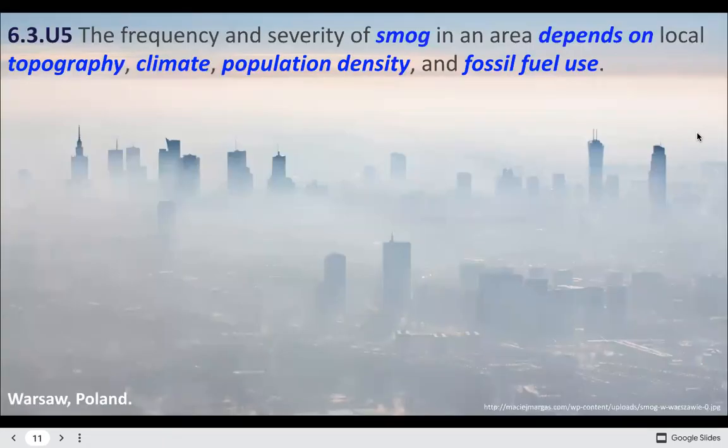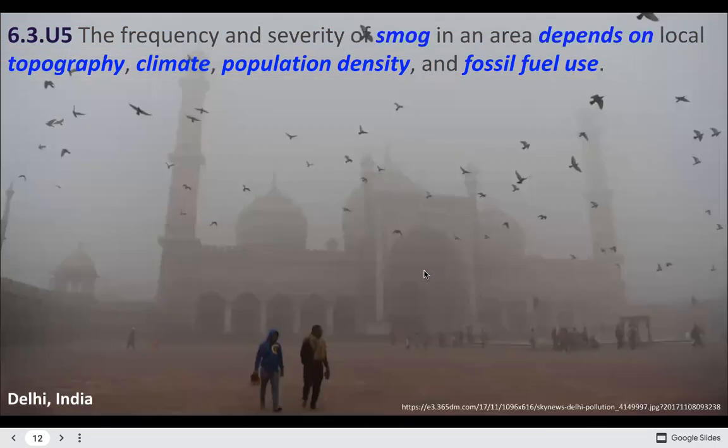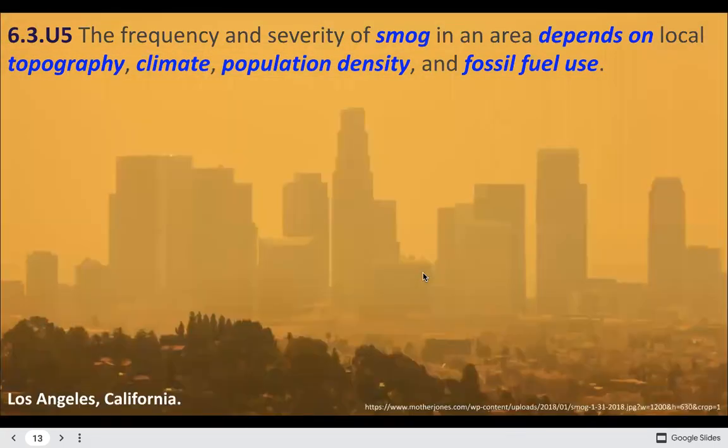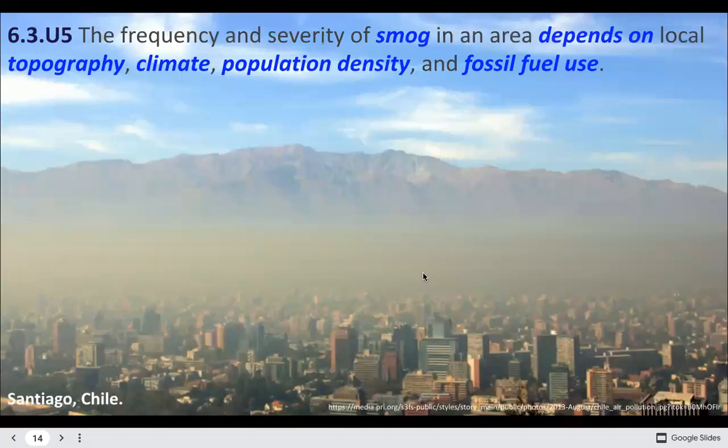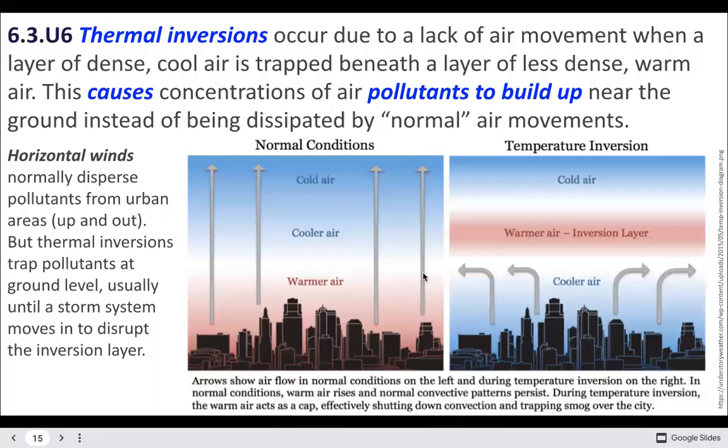The frequency and severity depends on topography, the shape of the landscape, the climate, the amount of people living there, and how much fossil fuels they're burning. Of course, if you burn more, it's going to be dirtier. If you burn less, it's going to be less dirty. So a few examples. We have thermal inversions. In normal conditions, the cooler air will sit on top, and warmer air is closer to the surface.